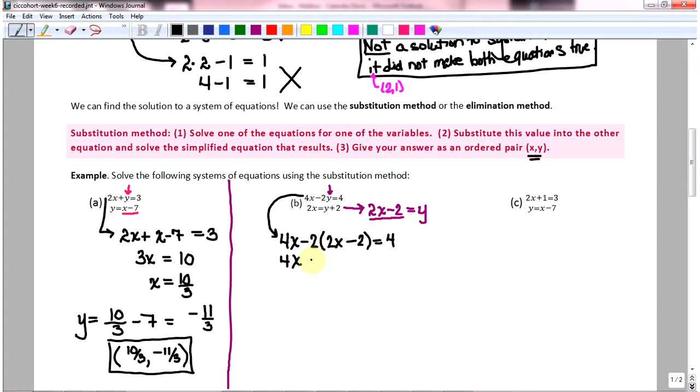So we're going to distribute the negative 2 to end up with negative 4x plus 4. Still have all of that equals 4. Well, 4x minus 4x is 0. And notice that I'm left with the equation 4 equals 4. We don't have any variable to solve for. We just end up with something that's true. Okay, well, 4 is always going to equal 4. So when you come up with a true statement like that, that means that we're dealing with a dependent system.